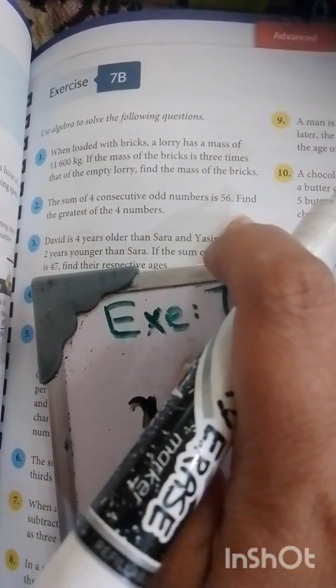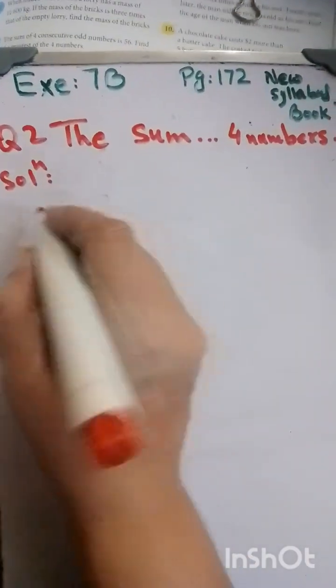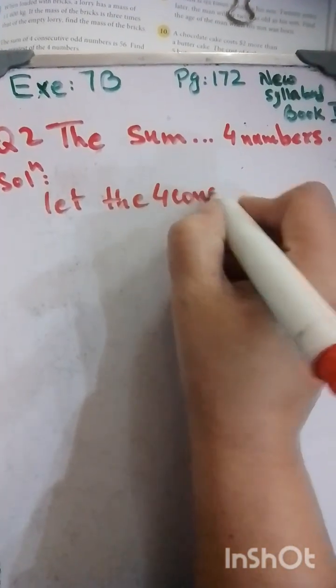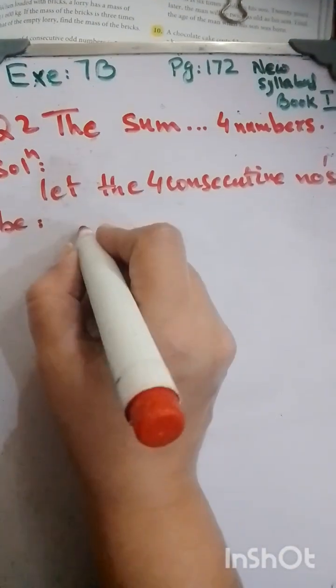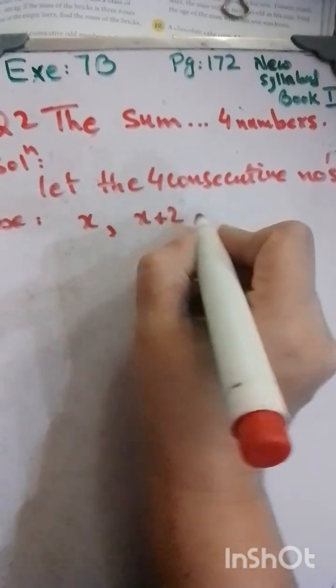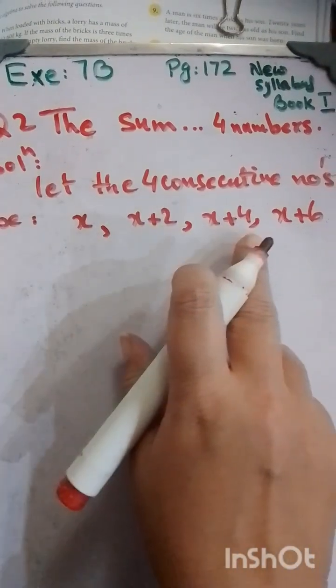The sum of 4 consecutive odd numbers equals 56. Find the greatest of the 4 numbers. So in order to find this out, we are going to assume the numbers, right? Since we don't know what the numbers are, and we have to sum these 4 consecutive numbers. So x is the first number we are going to assume, then x plus 2, then x plus 4, x plus 6, since they are 4 consecutive numbers.